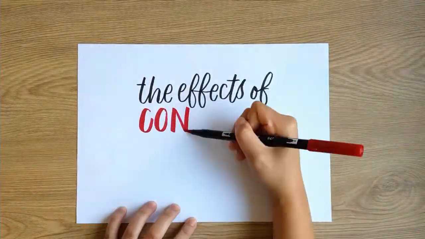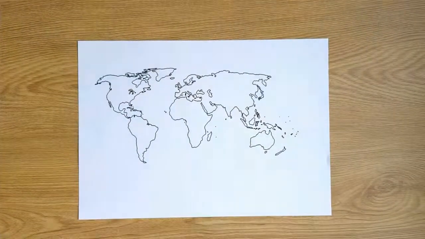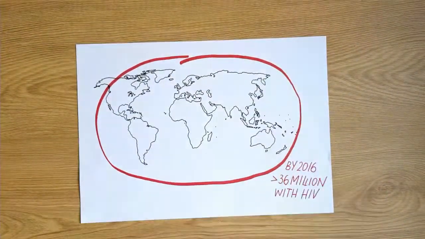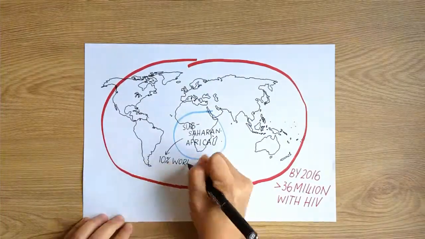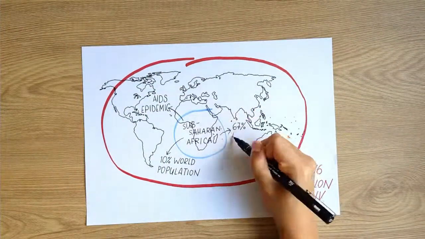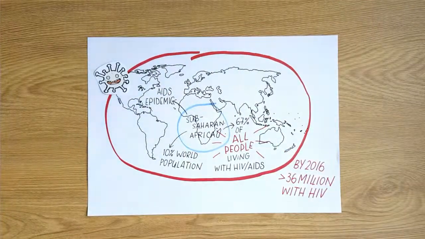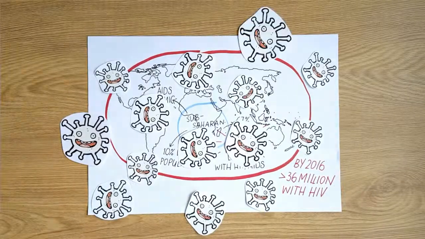Hey everyone, this is our short video on the effects of conflict in the spread of HIV. By the end of 2016, there were over 36 million people living with HIV worldwide. Currently, sub-Saharan Africa is at the centre of the AIDS epidemic. With only 10% of the world's population, this region contains 67% of all people living with HIV or AIDS.